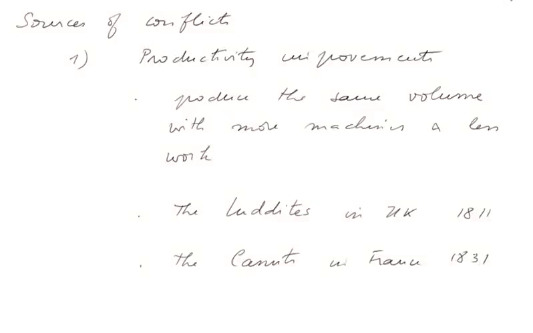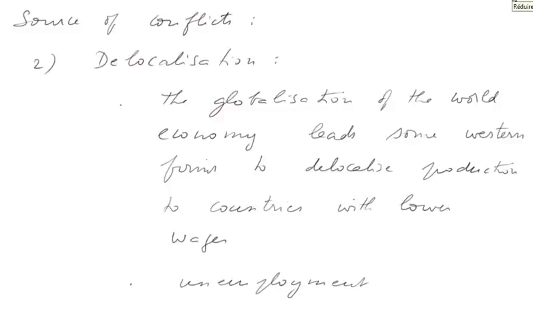And another source of conflict, which is even more recent, has to do with delocalization. The globalization of the world economy leads some Western firms to delocalize production to countries with lower wages. Well, this leads to unemployment in the West. The logic says that, well, the unemployed people have to do something else, but that's not quite as simple. This leads to social difficulties. Many people have difficulties doing other things than what their boss tells them to do.